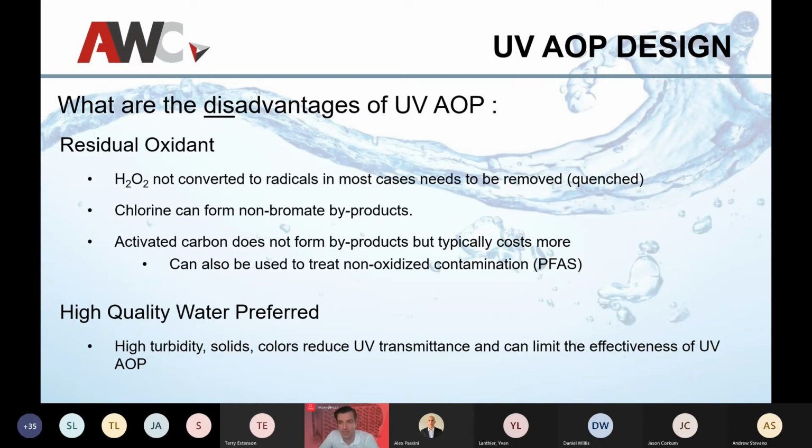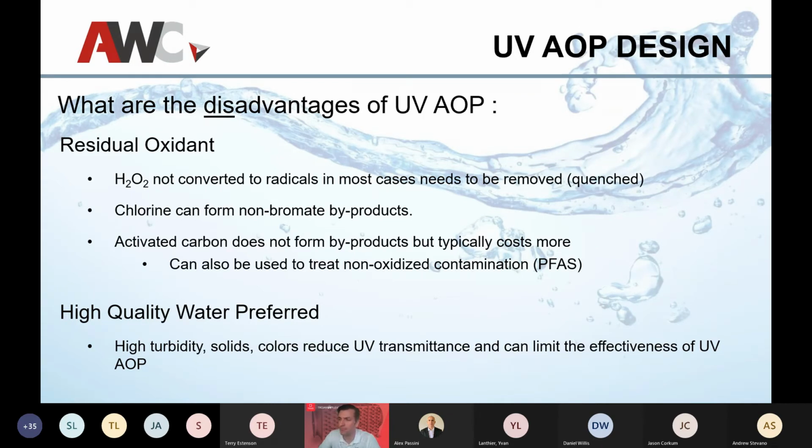Activated carbon is another useful tool for quenching residual hydrogen peroxide. No concerns about byproducts there, but typically comes at a higher price tag than using chlorine. An additional benefit of using activated carbon is that it can also be used to treat chemical contaminants that UV AOP cannot treat. Namely, a good example would be the PFAS contaminant, which I'm sure many of us have heard about.